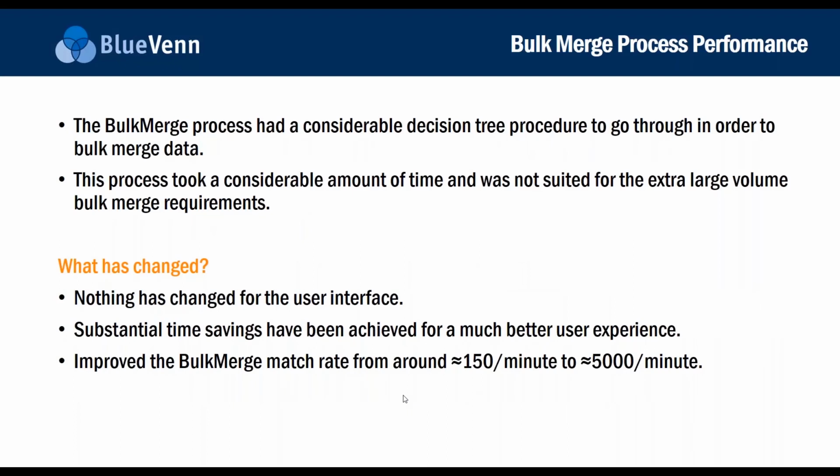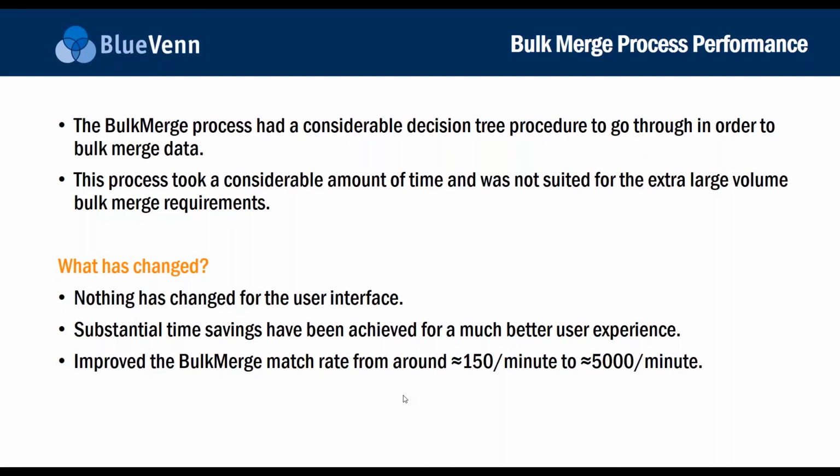We've also made some changes to the bulk merge process performance. Before this enhancement, the bulk merge process used to have to go through a large decision tree procedure to decide which records it needed to merge. And that process ran in small batches behind the scenes, so it wouldn't interfere with the normal workings of Unify. However, when we then processed huge data sets, the performance can suffer.